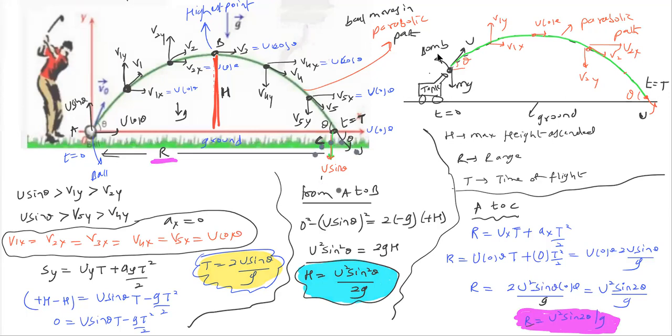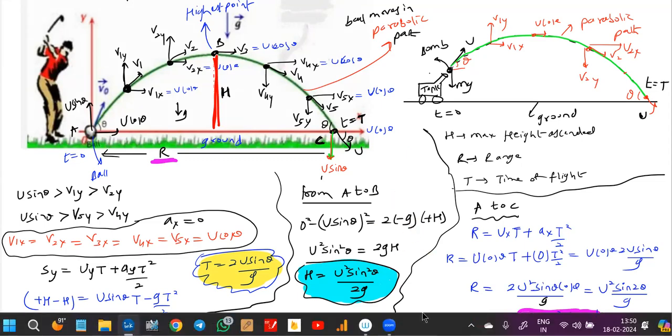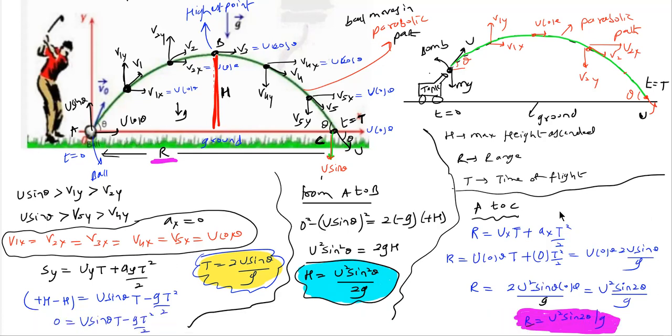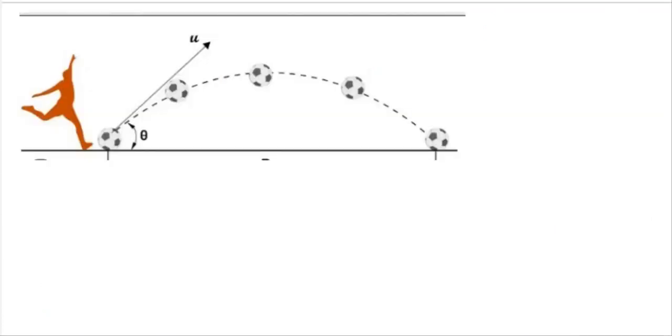Okay, now we'll go for the next condition. Once again, all these things we will summarize one by one. So this particular thing is called the maximum height of ascent. So what will the velocities be? Okay, look here, the same football.